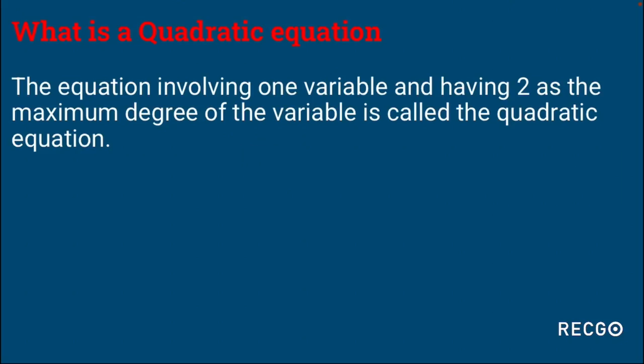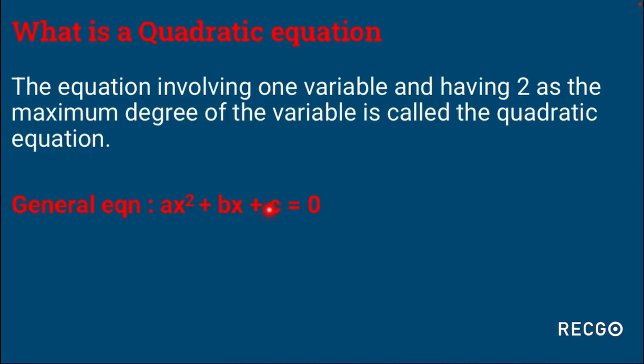So let us see one general equation. So over here we are having a general equation. You can see that we are taking x as our variable. So throughout we are having x. So over here we are having x square, over here we are having x, and this is c, this is constant, so it is not having any variable. And you can see that the maximum degree of the variable is 2.